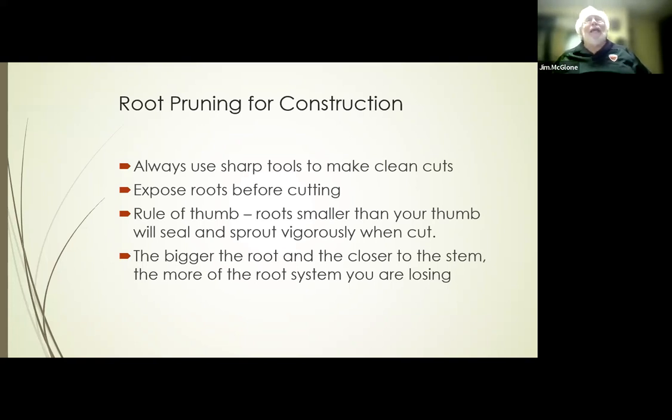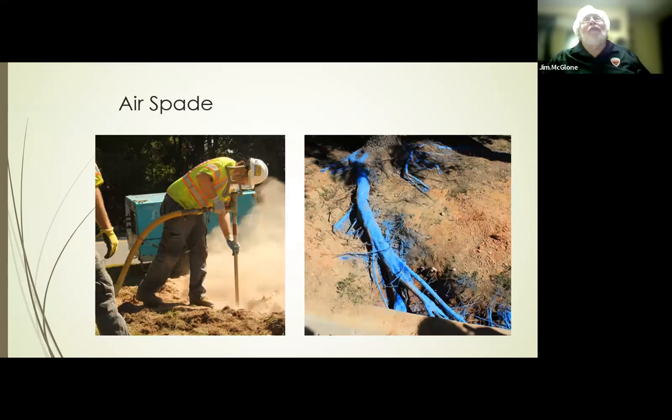So the tree is going to make up for losing part of the root system very quickly on those smaller roots. Keep in mind that the bigger the root is and the closer it is to the stem, the more of the root system you're going to lose. So this is important when you start thinking about maybe planting under your trees, as well as doing this at construction. Ideally, you want to expose those roots with an air spade. Although more often this is done with what they call a ditch witch, which is kind of a saw that goes into the ground, and they're frequently used as part of installing silt fences.